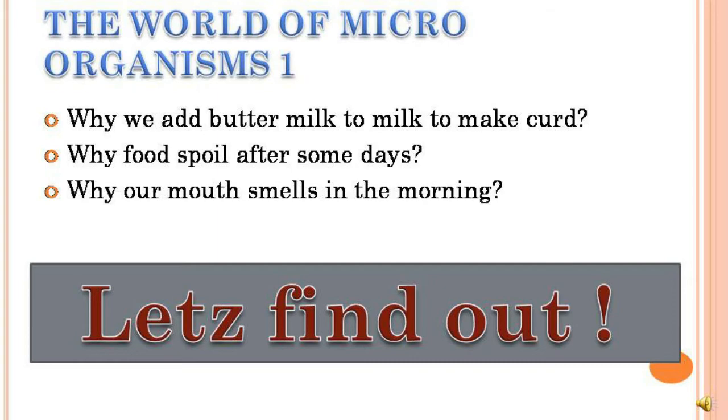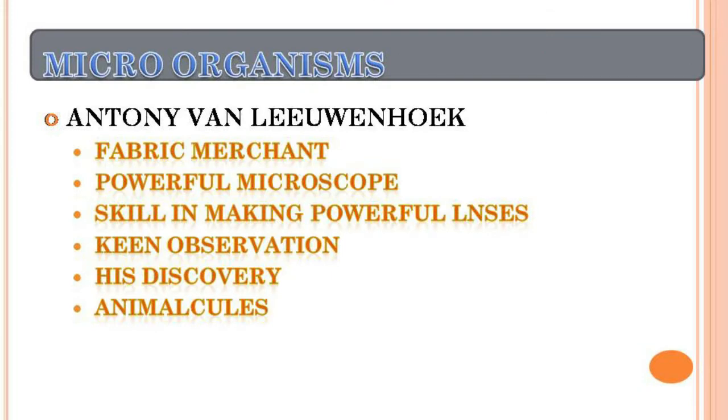After that, we learnt about Anton van Leeuwenhoek, who was a fabric merchant at the time, and how he made powerful microscopes and the kind of skill he had in making powerful lenses. His keen observation and concentration led him to the discovery of microorganisms, which he named animalcules. Later, they were named bacteria.